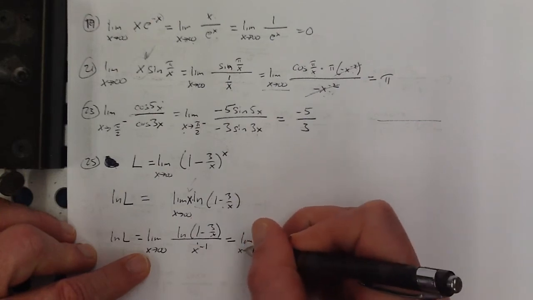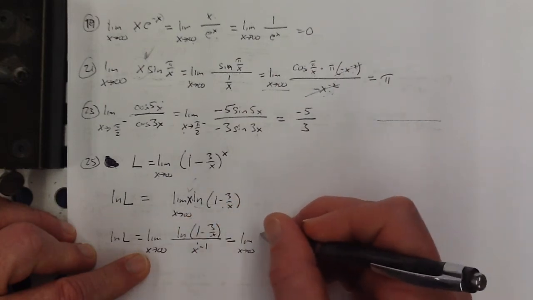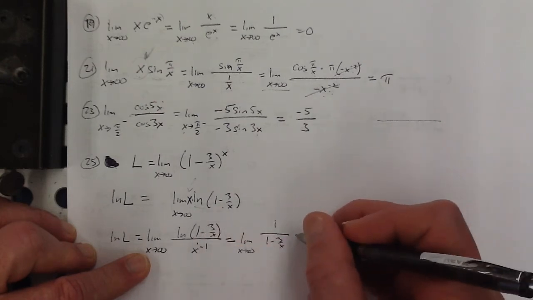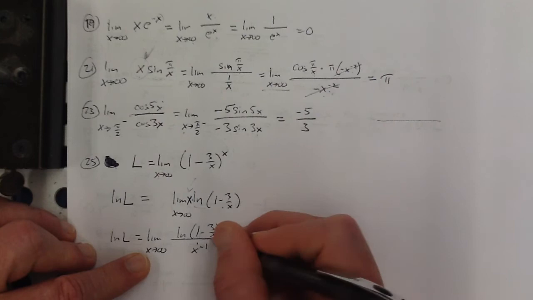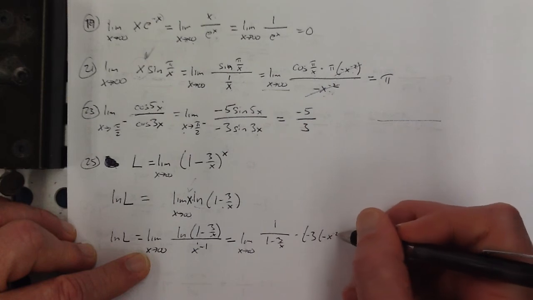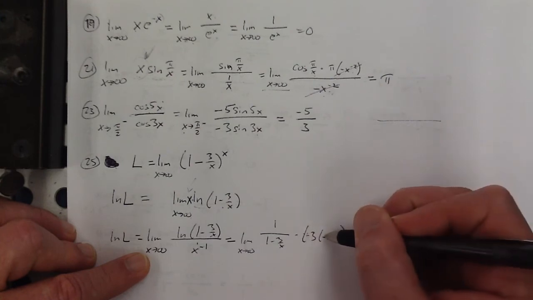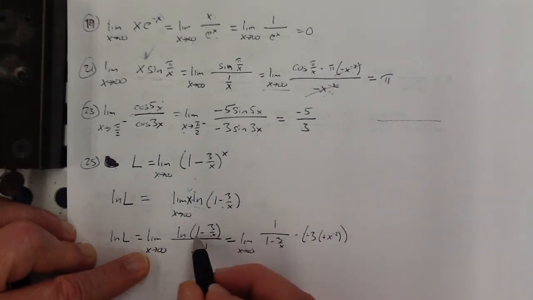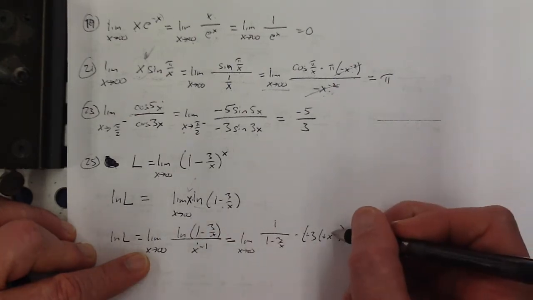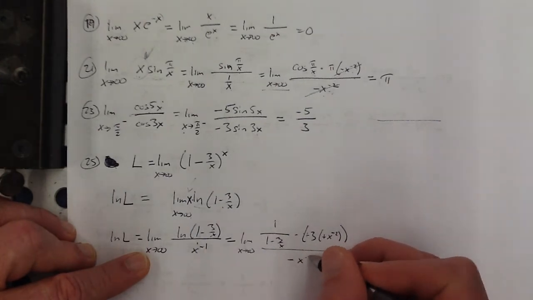Limit as x approaches infinity. The derivative of natural log of whatever is 1 over whatever, times the derivative of what's inside. That's negative 3 times, and then the 1 over x is negative x to the negative 2. So I guess you could cancel out those negative signs if you want. And probably that would have been easier if we had rewritten that as 1 minus 3x to the negative 1. That would have been a little more evident. And then x to the negative 1, that's negative x to the negative 2.